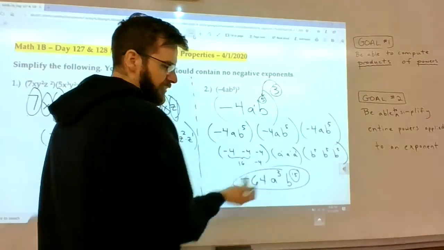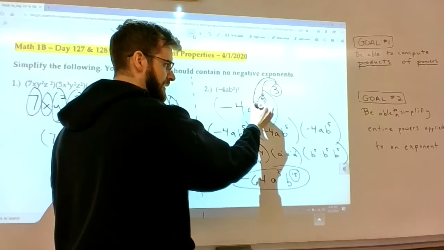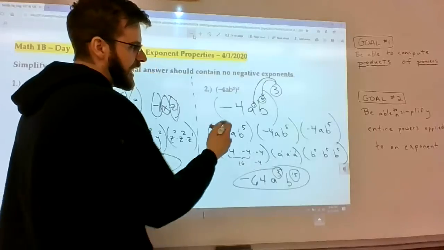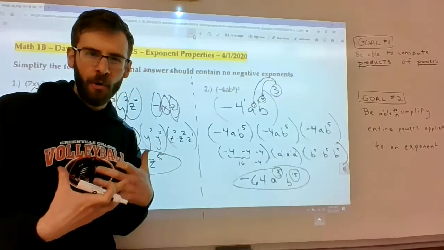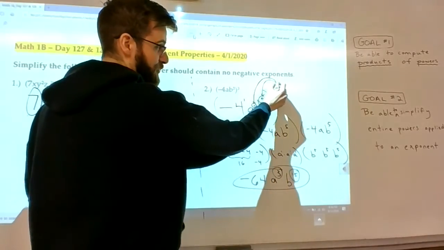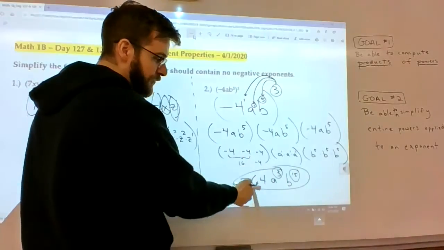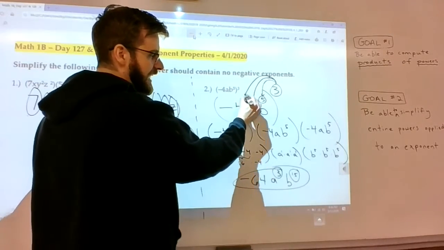There's a 1 for the a. There's like that implied 1 always. 3 times 1 is 3. But then you've got sort of a 1 here. Sometimes people get messed up with the coefficients. So a lot of times people will be like, hey, let's take 3 times 4. Well, 3 times 4 is not -64. You have to multiply it by the exponent.